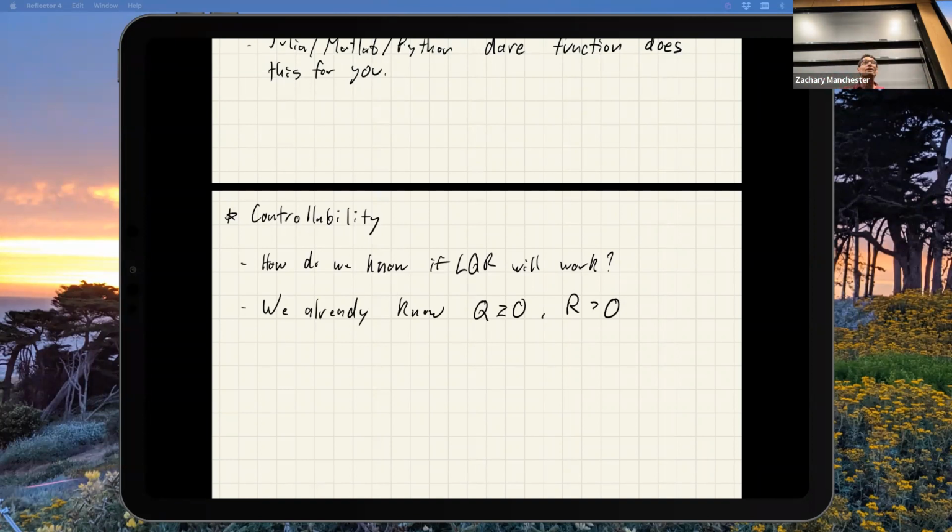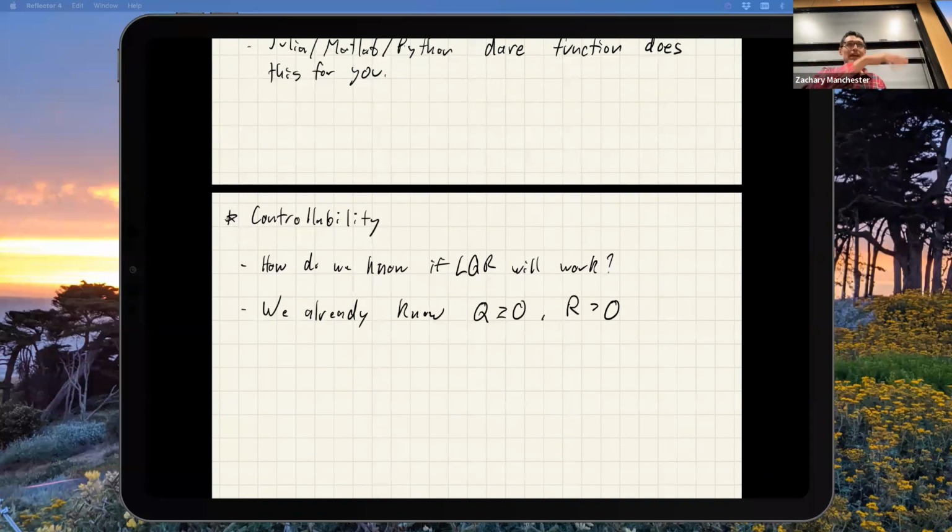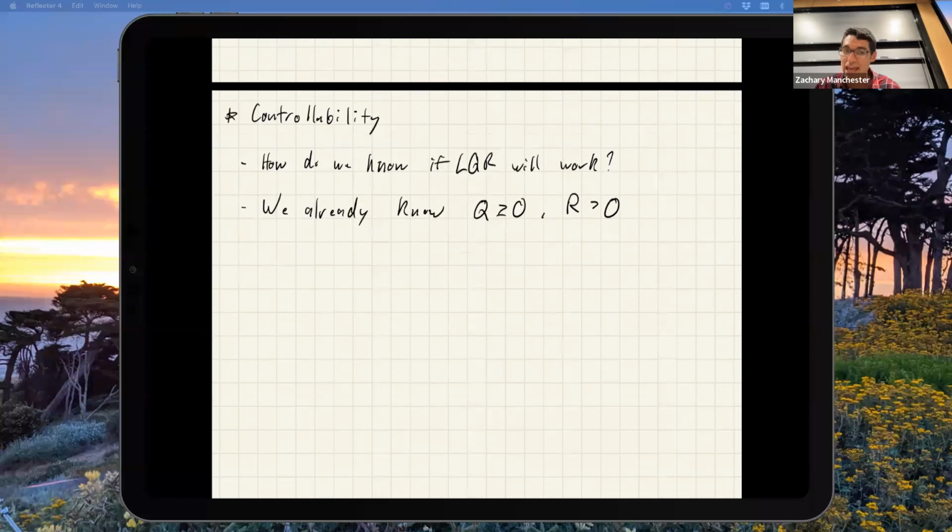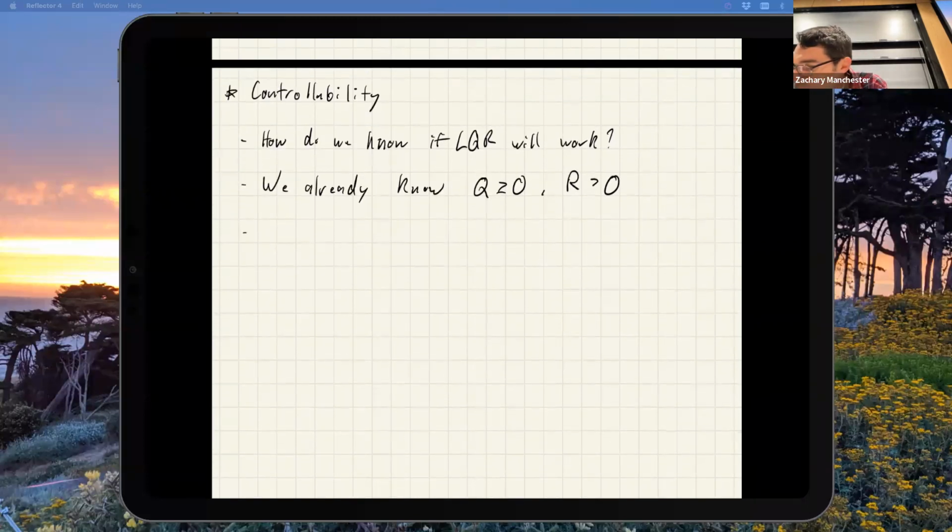The A and B though are not up to us. That's coming from the robot's mechanics and design. I don't get to pick that, right? So these are subtly different in that respect. This you can just make up. The other stuff, this stuff you can't choose. So we're going to look at the time invariant case.